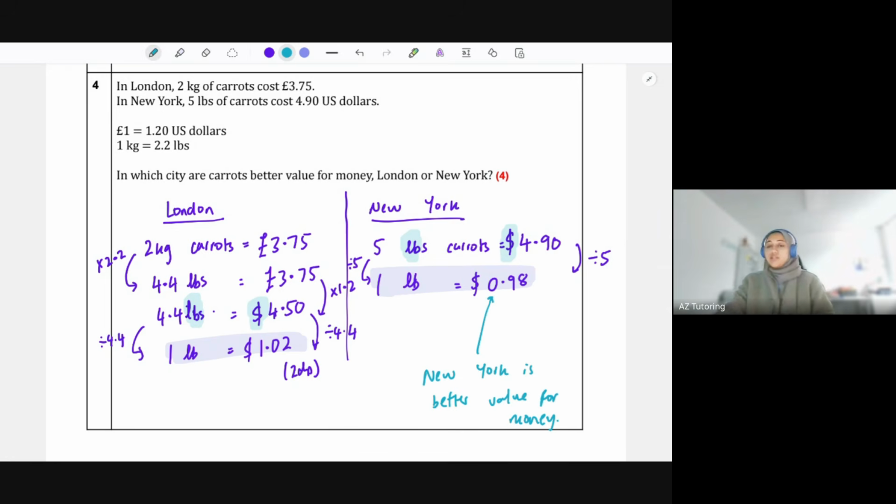So again, there were so many different ways you could do this. You didn't have to change them both to pounds. You could even change them both to £5, or you could change the pounds to both kg and compare the kg. You could change them both to pounds, but it seemed easier to do it this way. But you could do it in any way. So that's a nice simple 4 marks.